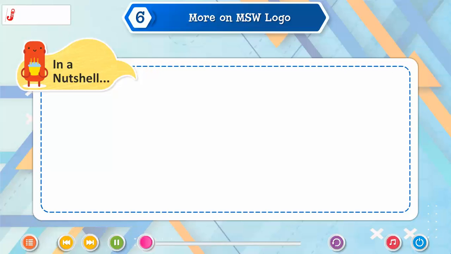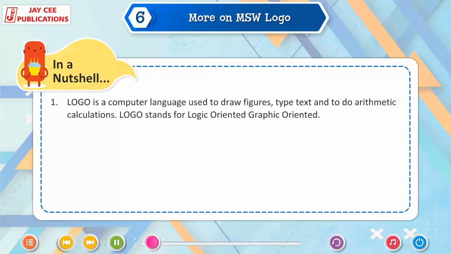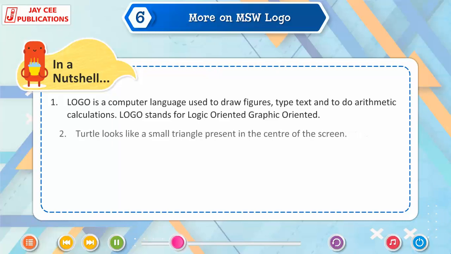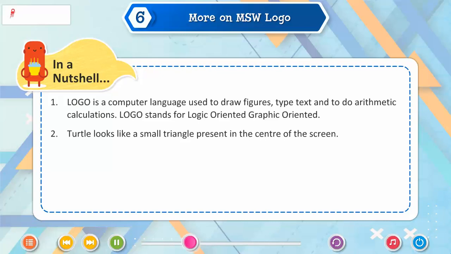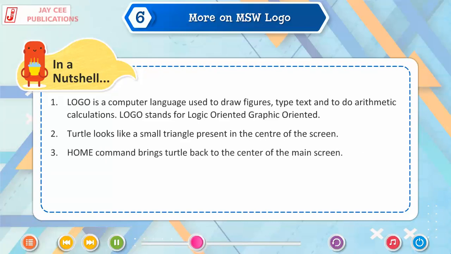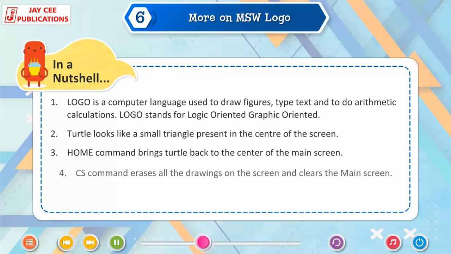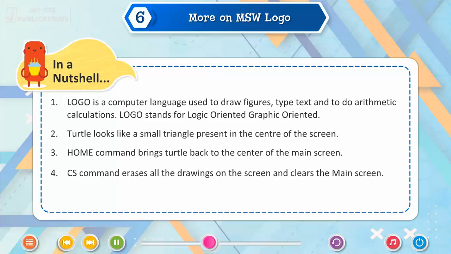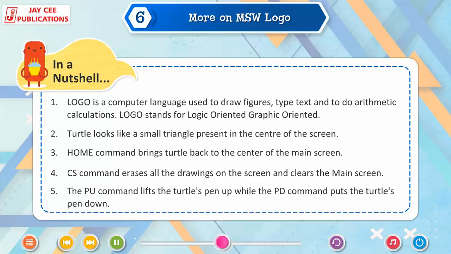In a nutshell. 1. Logo is a computer language used to draw figures, type text and do arithmetic calculations. Logo stands for logic-oriented, graphic-oriented. 2. The turtle looks like a small triangle present in the center of the screen. 3. The Home command brings the turtle back to the center of the main screen. 4. The CS command erases all the drawings on the screen and clears the main screen. 5. The PU command lifts the turtle's pen up while the PD command puts the turtle's pen down.